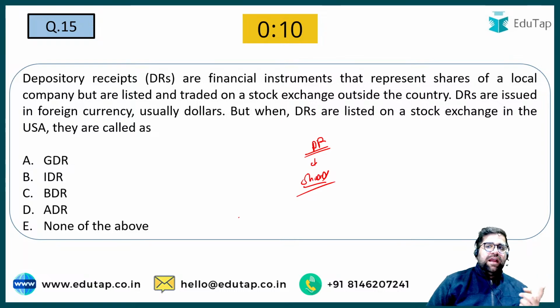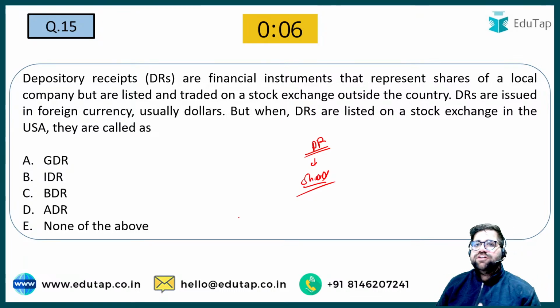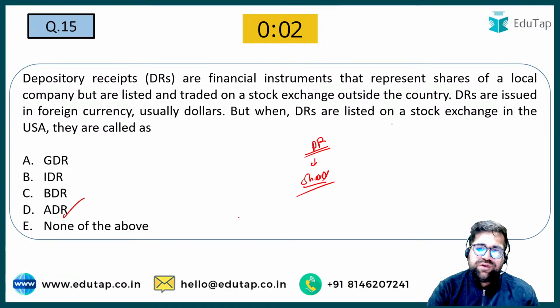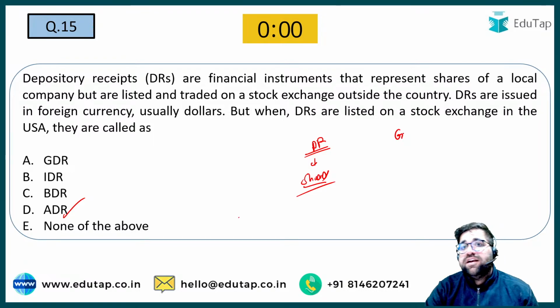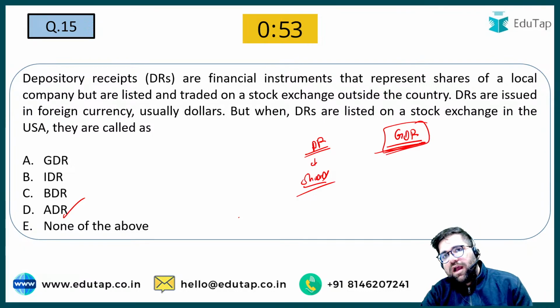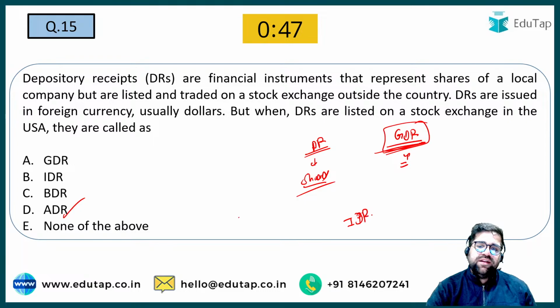If a DR is listed in the USA, basically it will be known as ADR, which is American Depository Receipt. But if it is listed outside America, then it will be known as GDR, Global Depository Receipts. So inside America it's your ADR, outside America it's your Global Depository Receipts. And if it is the case of India, then it's your Indian Depository Receipts.